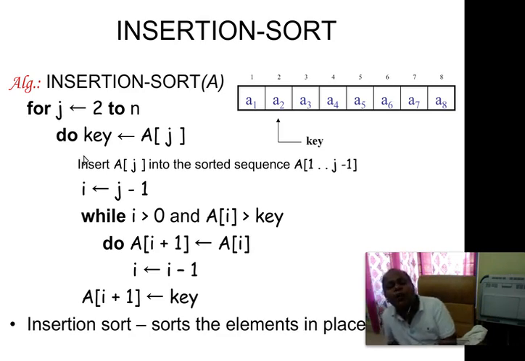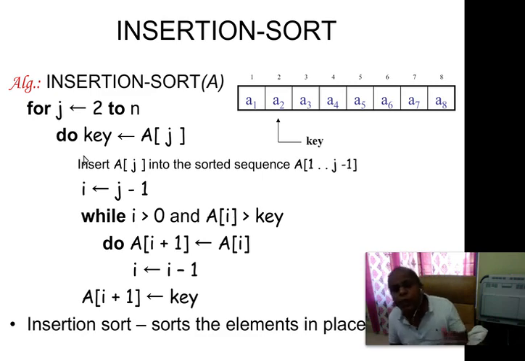Because j is equal to 1 means considering the sub-array consisting of only one element, that means it is by default sorted. Hence, the sorting procedure will start only when the number of elements in the sub-array is more than 1. Taking j is equal to 2 means we are considering the second element, that means in this sub-array we have 2 elements. The first element is by default sorted and we are considering the second element.